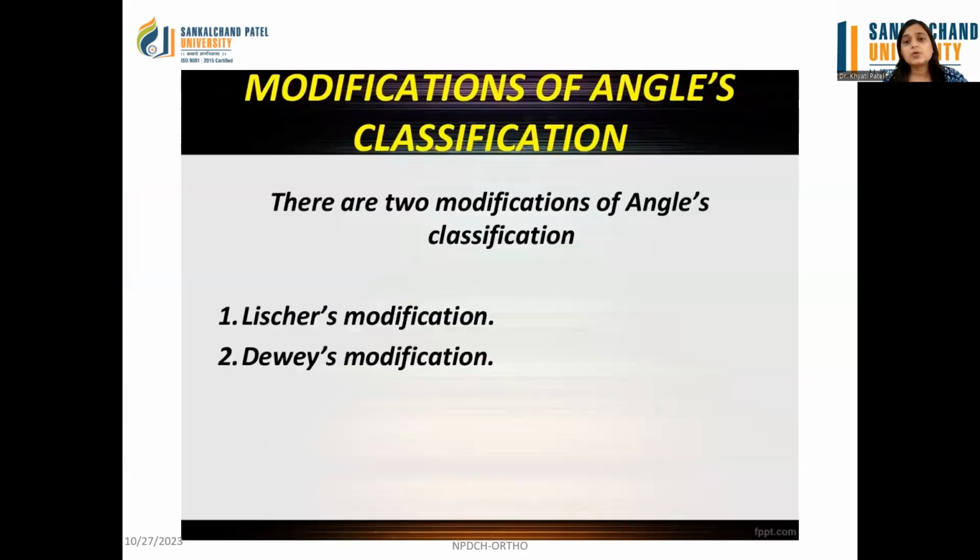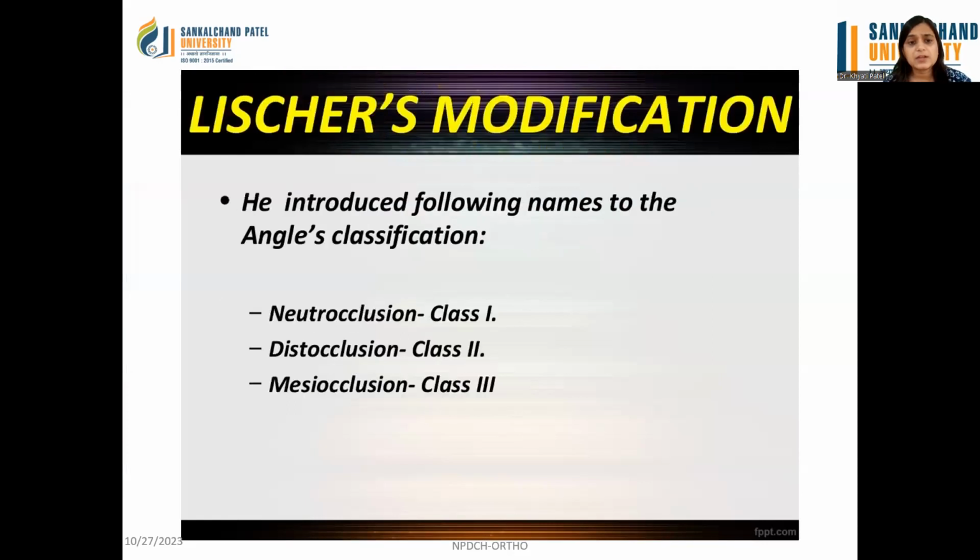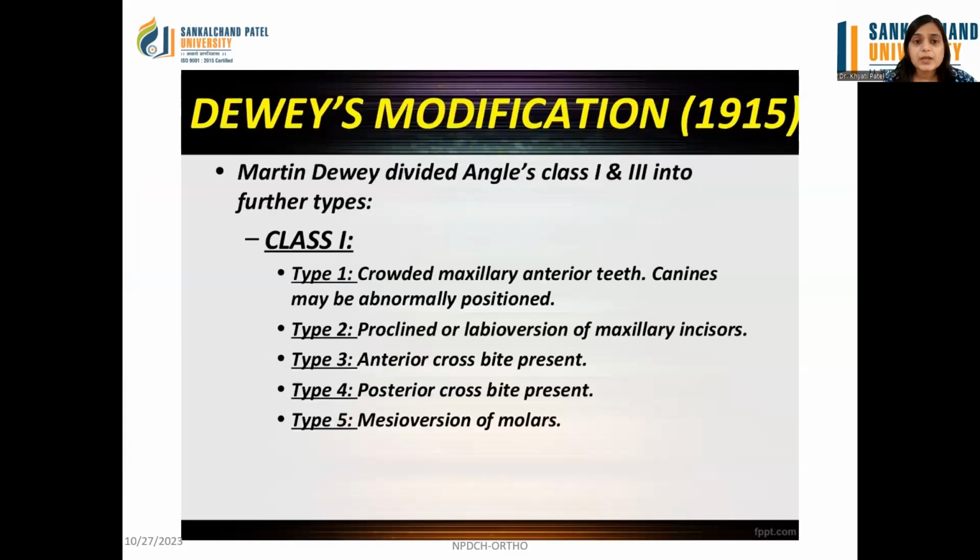Now, to overcome all these limitations, two modifications were given. The first one is the Leicester modification and the second one is the Davis modification. In Leicester, he introduced three names: retroocclusion for class 1, distoocclusion for class 2, and mesioocclusion for class 3. In the Davis modification, he has given types for class 1 and class 3, because class 2 is already further subdivided.